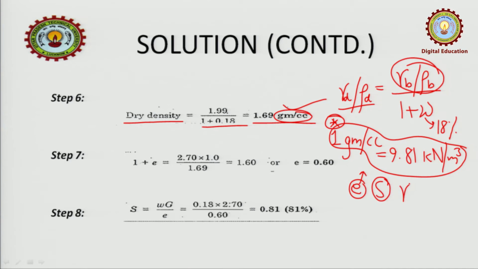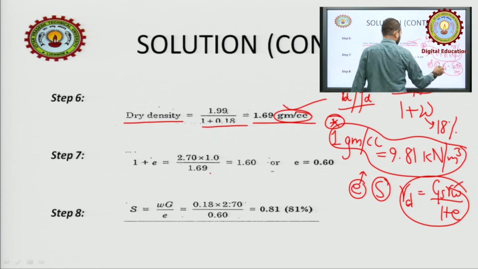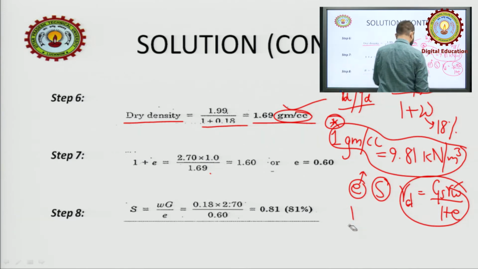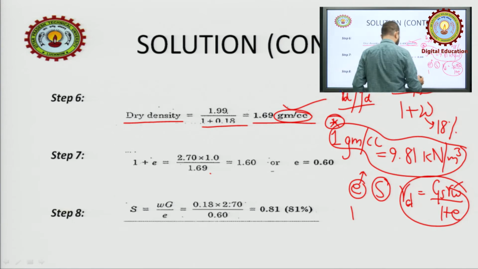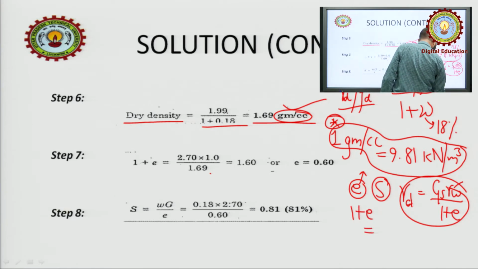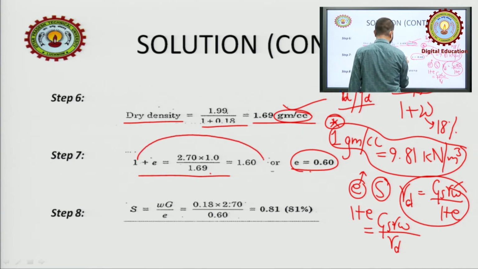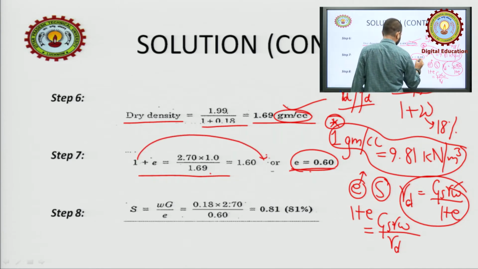You remember perhaps the formula: gamma d is equal to Gs gamma w upon 1 plus e. We just found the dry density, and gamma w you already know. So this is the formula which we have used. 1 plus e is equal to Gs gamma w upon gamma d. The same is used here. Finally we get this one. After we subtract 1, we will get e equal to this.